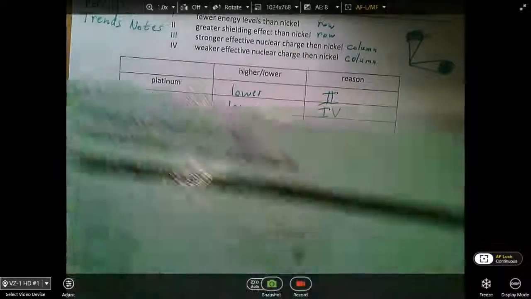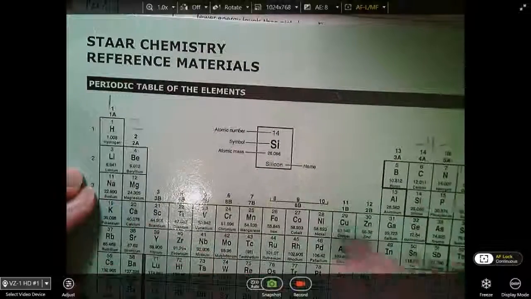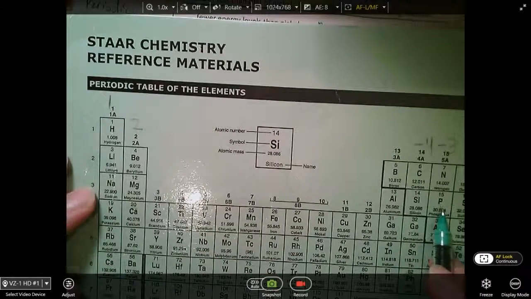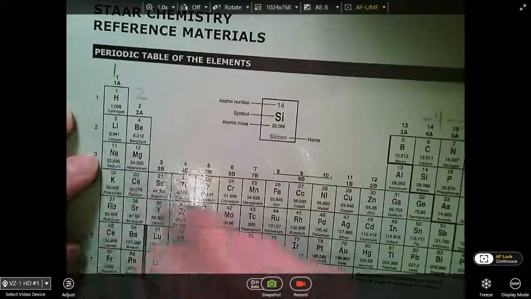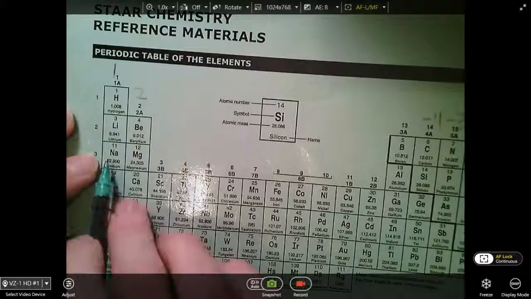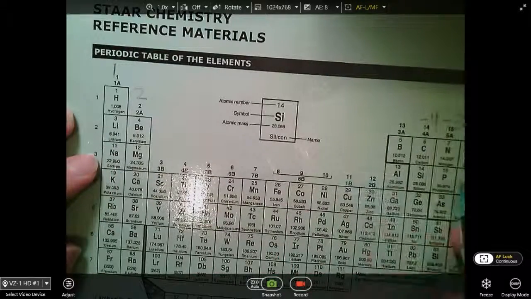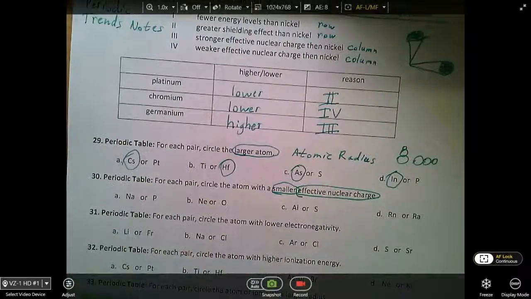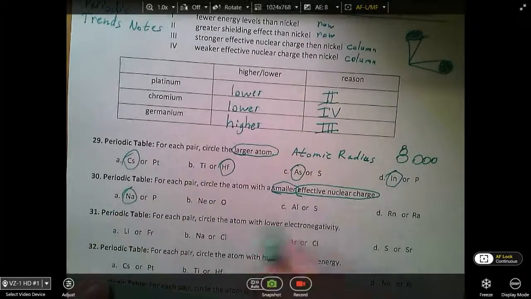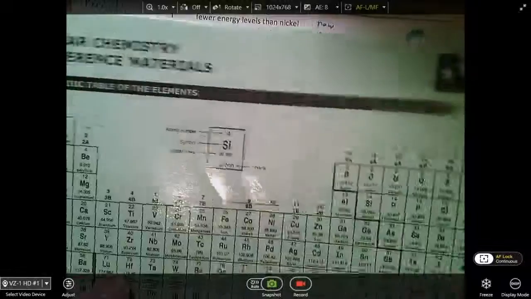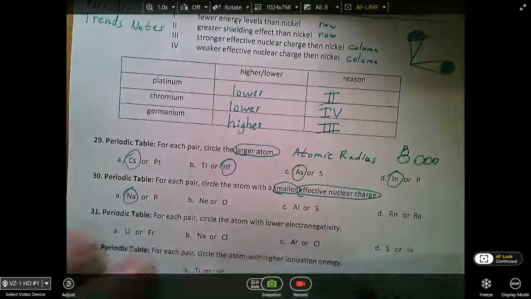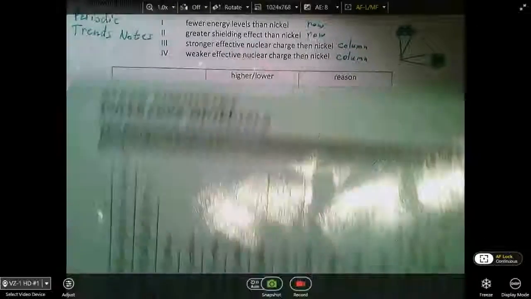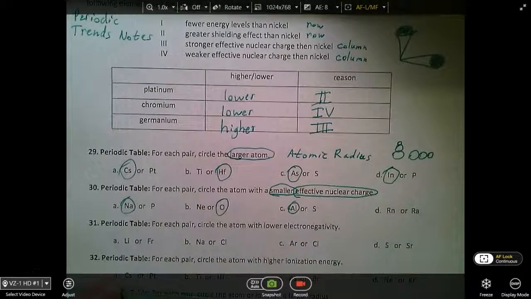So Na or P? Well, you have Na here, P is over here. Does it say larger or smaller? A smaller effective nuclear charge, Na or P? Well, effective nuclear charge increases going across, so that means Na has a smaller one, so we're going to circle Na. Ne or O, well, we have Ne here, we have O there. Which one's smaller? O. Al or S? Aluminum, sulfur. Aluminum is going to have the smaller effective nuclear charge.